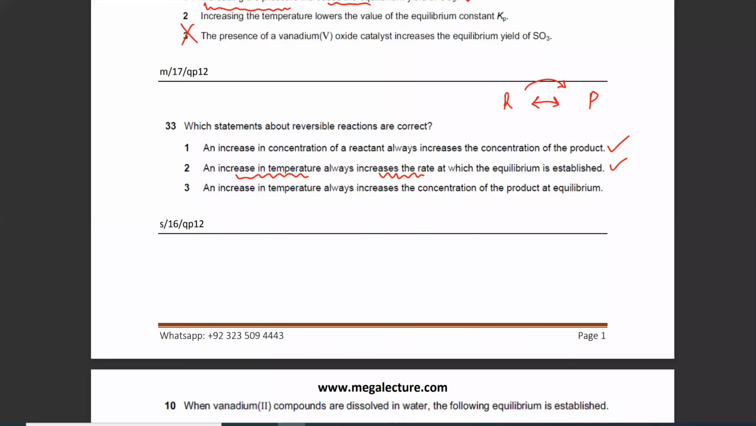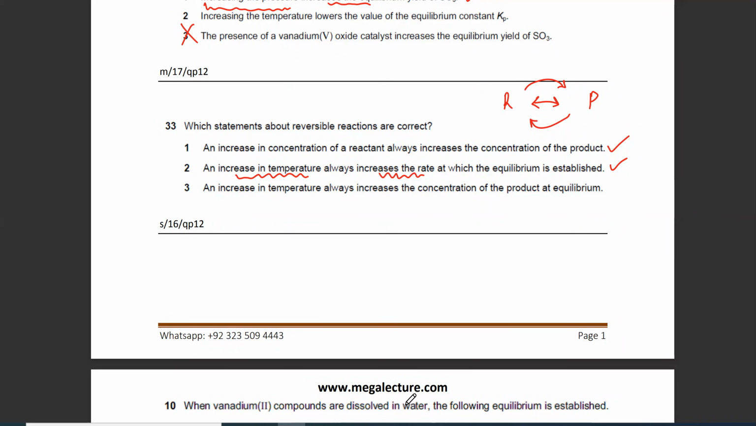Yes. And the last one is that an increase in temperature always increases the concentration of the product. Now this one is about equilibrium because he's talking about increasing the product or decreasing the product. So when you increase temperature, which reaction is favored? Forward or backward? Backward. Like, how do you know it's going to be backward?